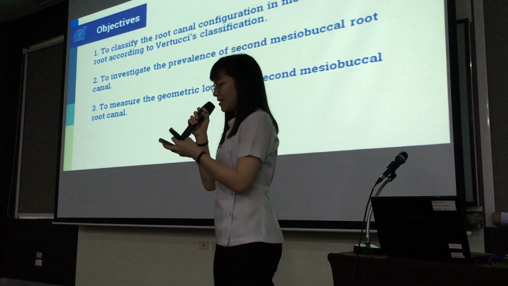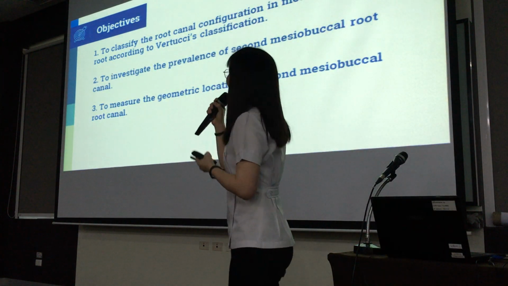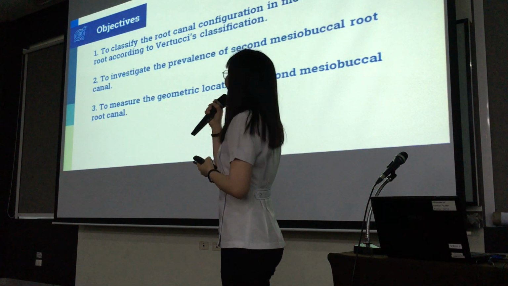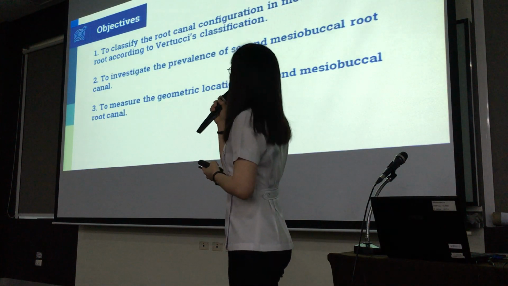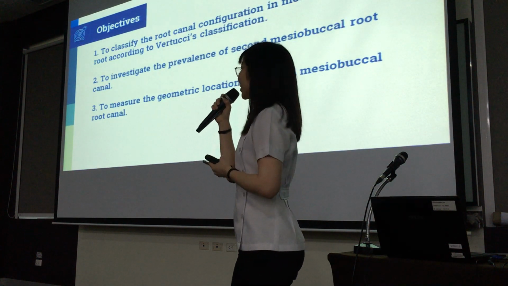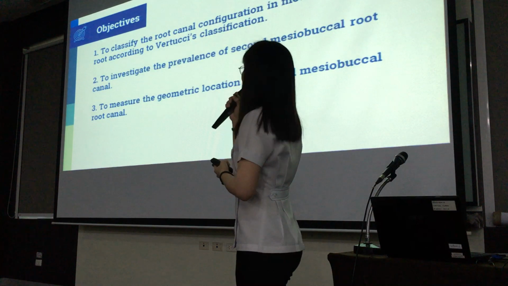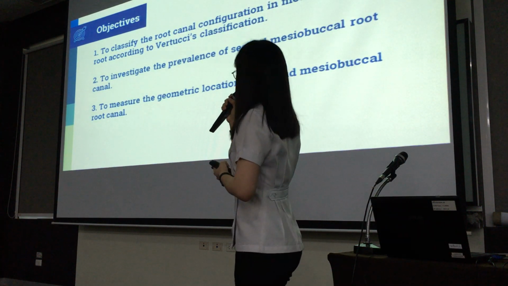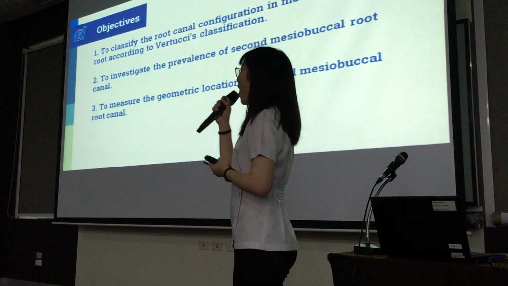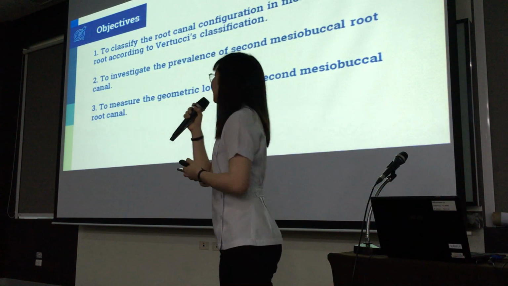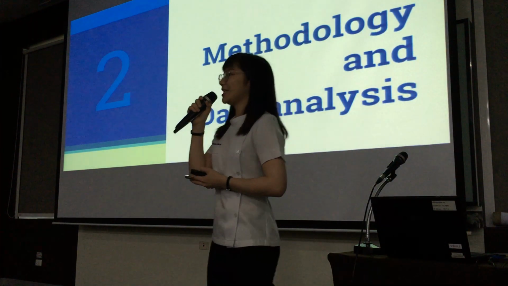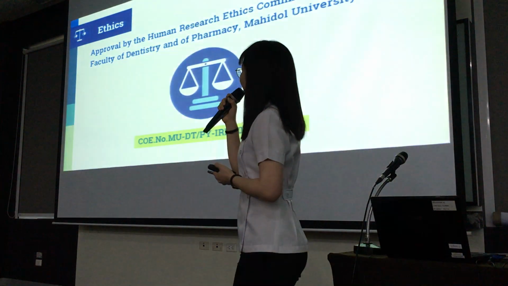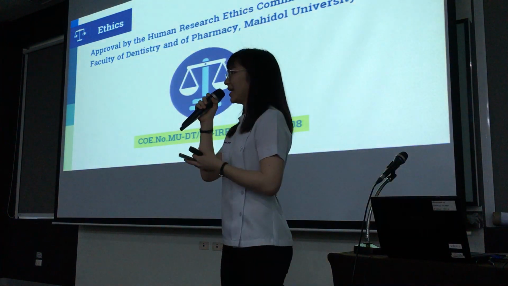So, the objectives of this study are to classify the root canal configuration of the mesiobuccal root according to Vertucci classification, to investigate the prevalence of the second mesiobuccal root canal, and lastly, to measure the geometric location of the second mesiobuccal root. Let's move to the methodology and data analysis. This research was approved by the Ethics Committee.